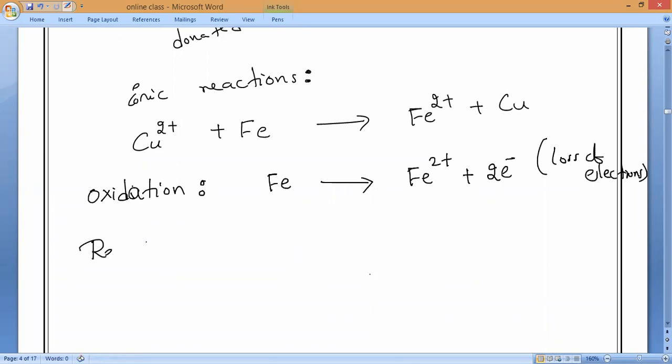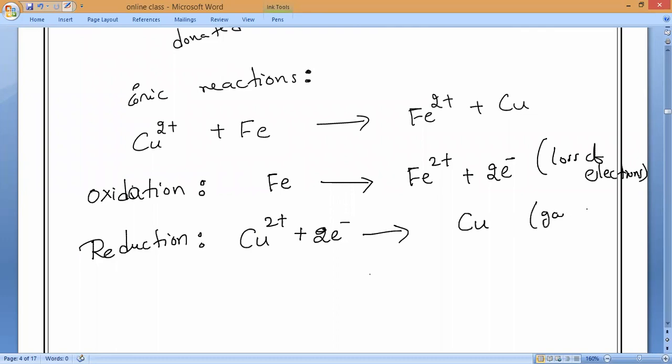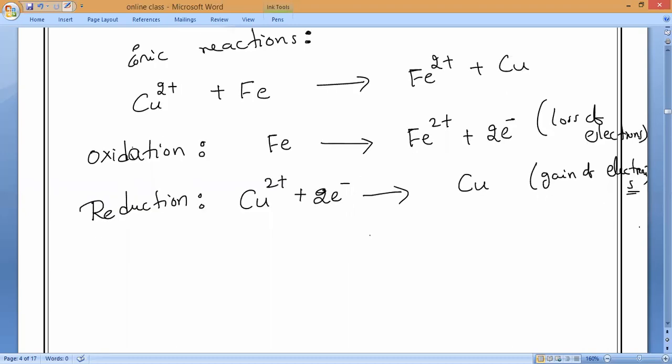Next, reduction. Anybody can tell me reduction? What is happening? Gaining electrons: Cu2+ plus 2 electrons. Addition goes on the reactant side, subtraction on the product side. Keep it in mind: if you write loss of electrons, it goes on the product side; gain of electrons goes on the reactant side. If Cu2+ gains 2 electrons, it turns into Cu. That is gain of electrons. So oxidation and reduction. Any doubt?